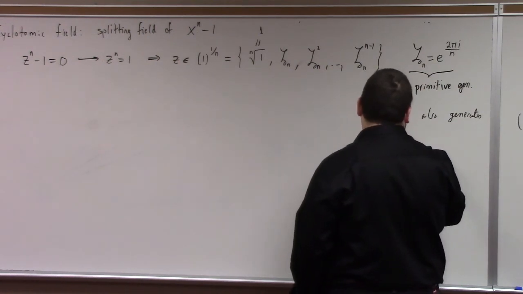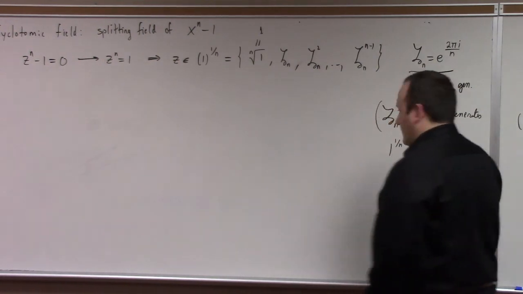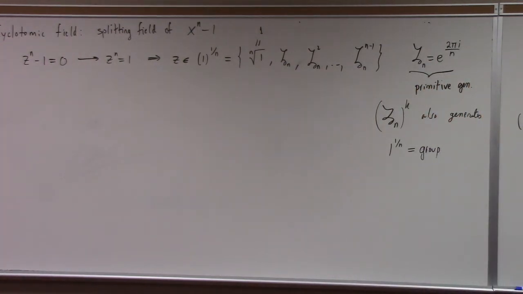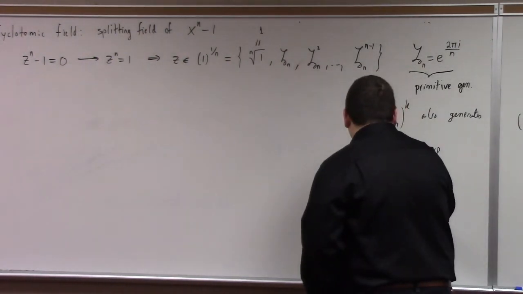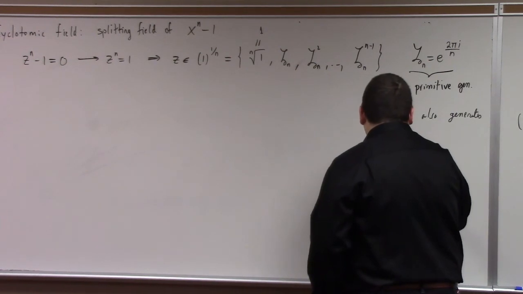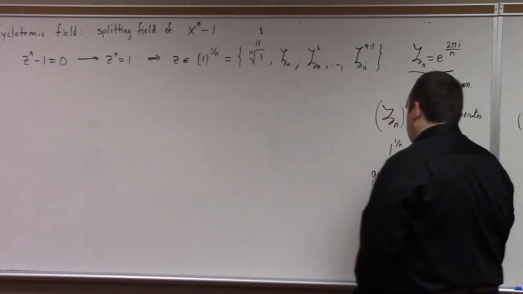This is a group, right? It's the group of nth roots of unity. That will also generate the nth roots of unity as a multiplicative subgroup of the complex numbers for what k? Right? We just need that the greatest common divisor of k and n is 1, so relatively prime k.